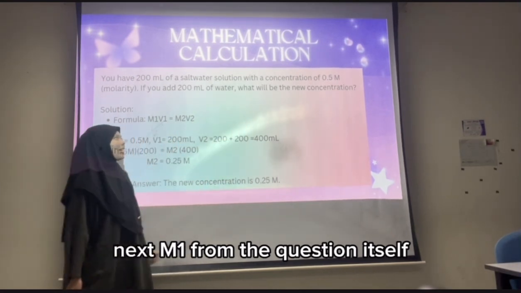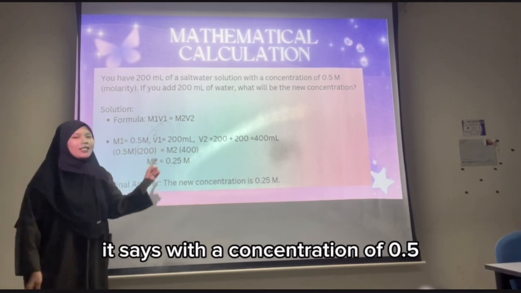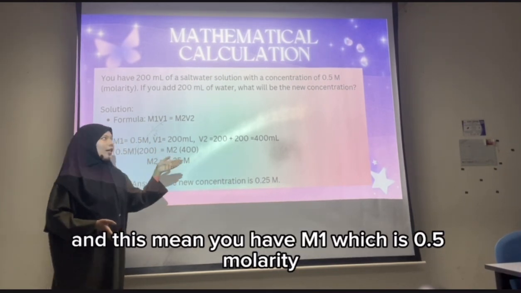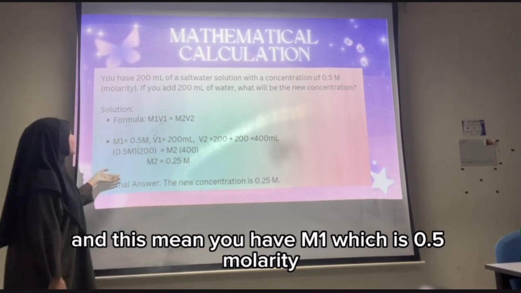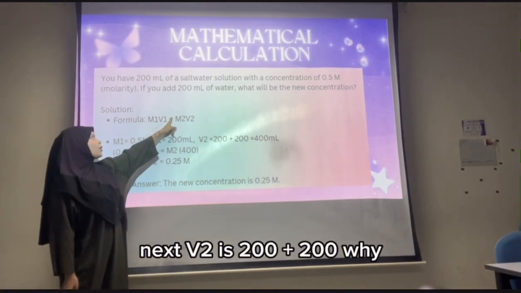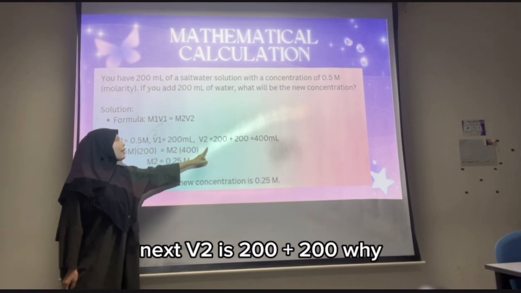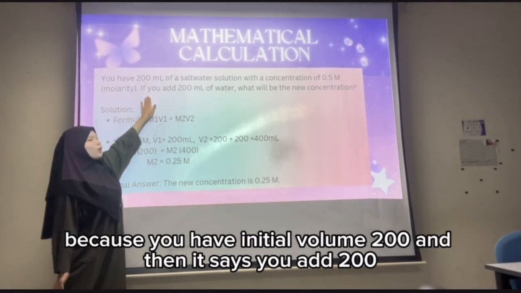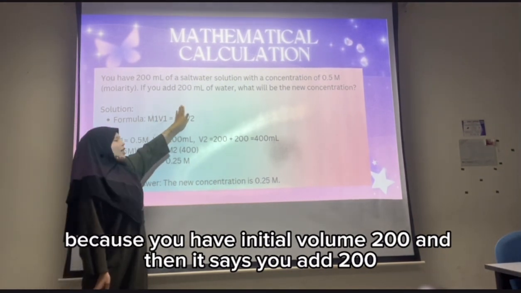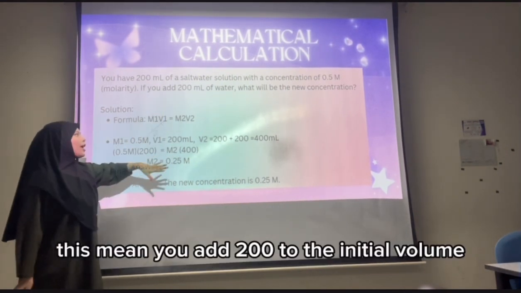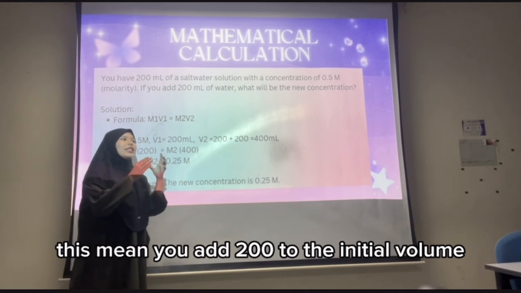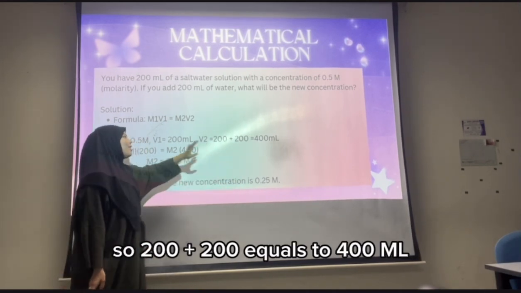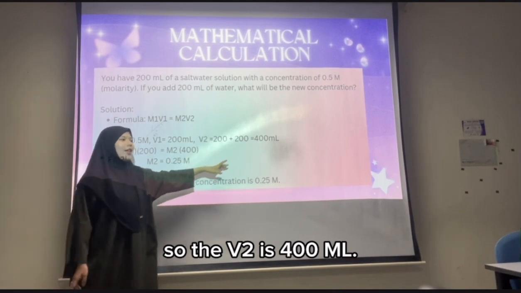From the question itself, it says with a concentration of 0.5 M. That means you have M1, which is 0.5 molarity. Next, V2 is 200 plus 200. Why? Because you have initial volume 200, and then it says you add 200. That means you add 200 to the initial volume. So 200 plus 200 equals 400 ml. So the V2 is 400 ml.